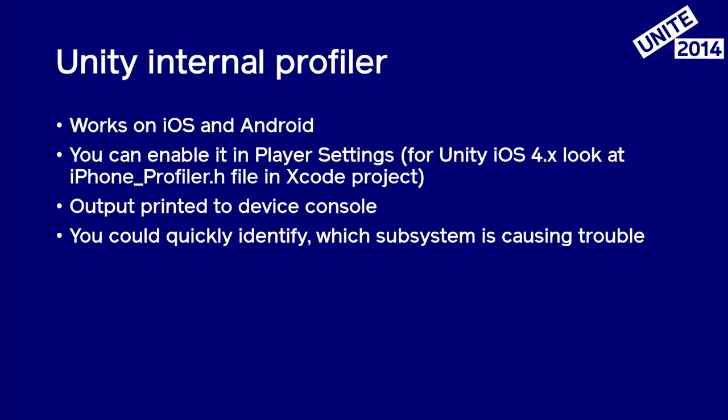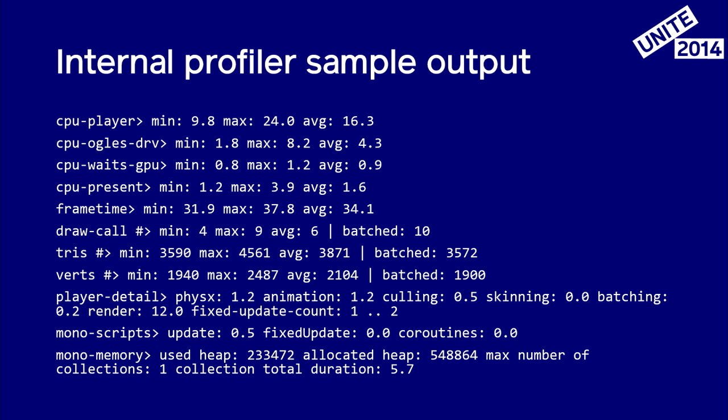So it gets output printed constantly. You get summaries of each 30 frames, and it really helps to quickly understand what's taking the most time. So you have an example of that sample. We'll go quickly through all of the stuff and explain a bit about it. So first of all, it's CPU player. It just shows you how long Unity takes executing your own code and your scripts.